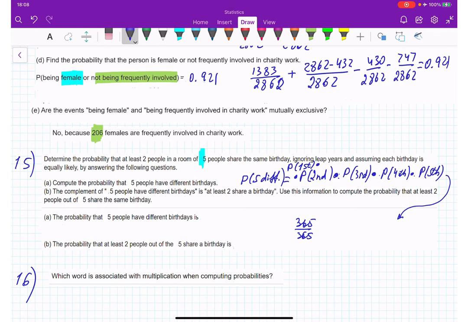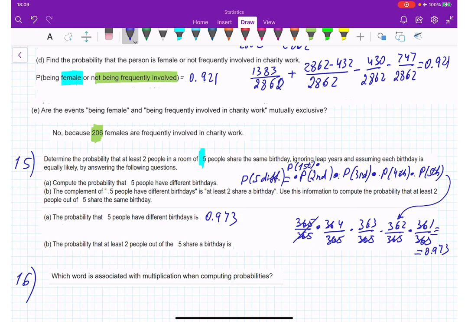So the first one has all 365 days, either day can be the birthday. The second one will have one less, 364 out of 365 days. The third one is going to have 363 out of 365. And then 362, because if days are taken, then fewer will be left, right? Because they said it cannot be repeated. We have 1, 2, 3, 4, and one more, 361, out of 365. So this is done. And if you multiply, if you solve it, it's going to be 0.973.